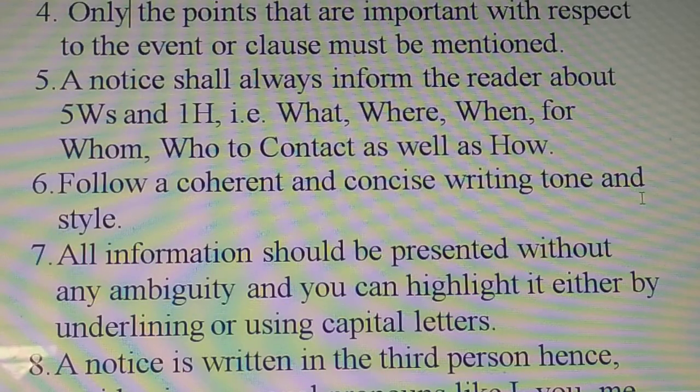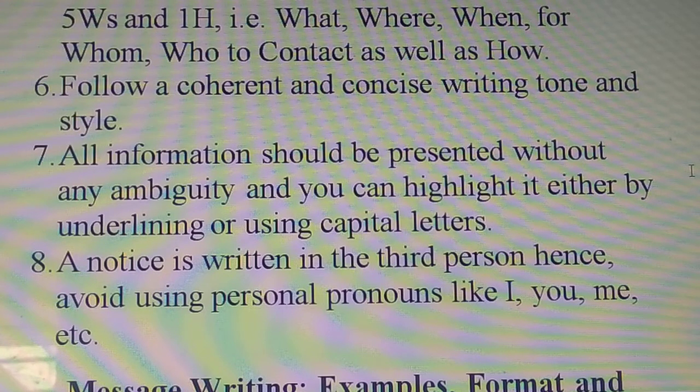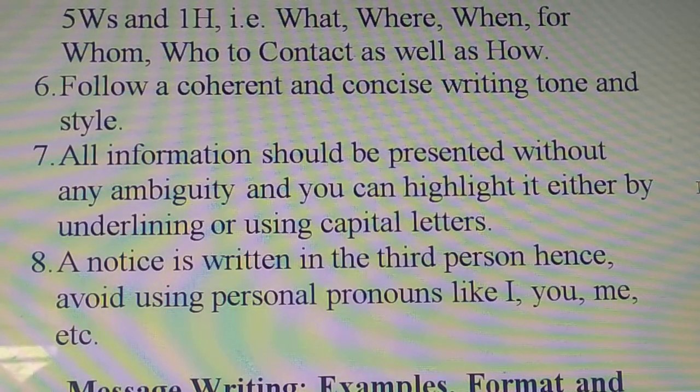Follow a coherent and concise writing tone and style. All information should be presented without any ambiguity, and you can highlight it either by underlining or using capital letters. No ambiguity, that means it should be easily understood. A notice is written in the third person, hence avoid using personal pronouns like I, you, me. Okay?